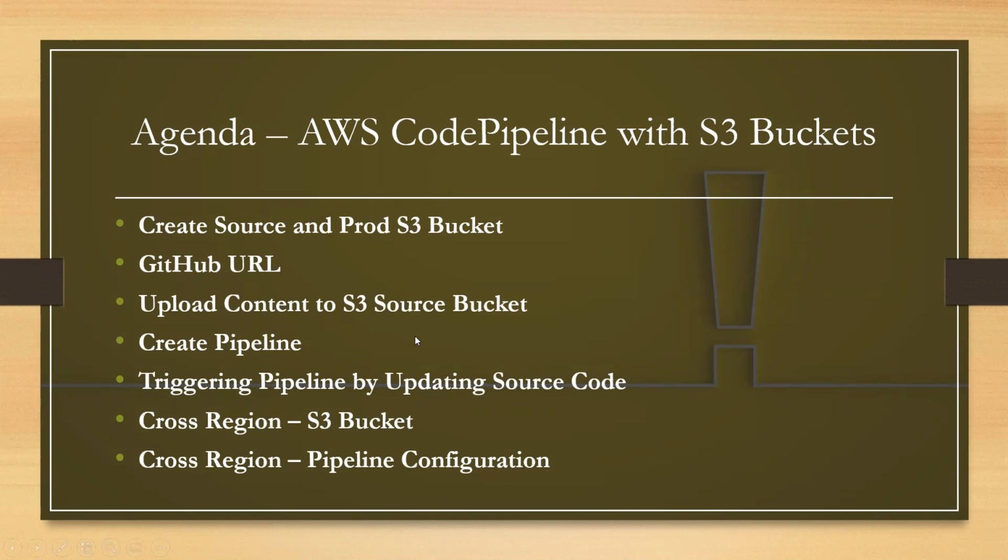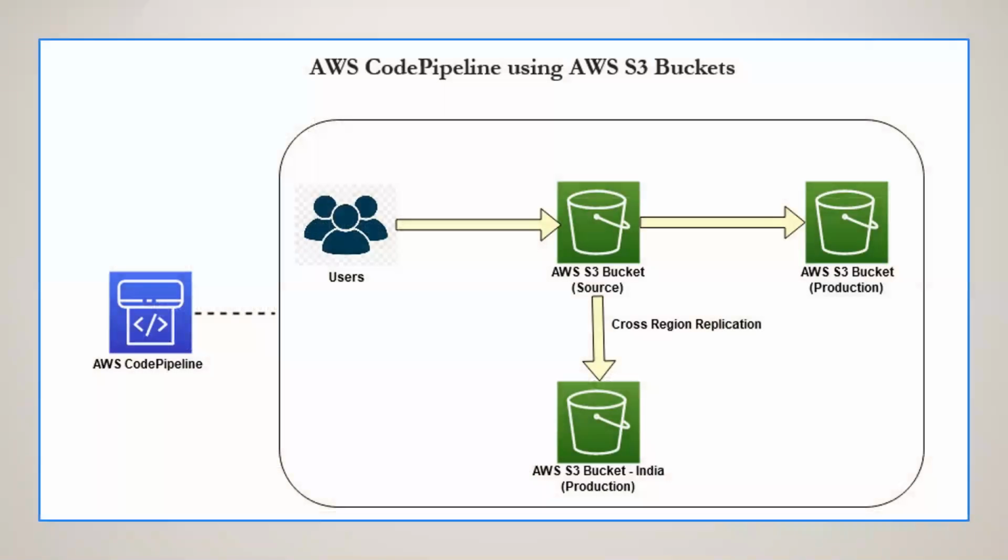So I've already noted down these steps. This is the flow. The user will check in the code in the source S3 bucket and it will be deployed directly to the target S3 bucket within the same region, and cross region replication to different buckets. I am mainly using the US East region for our bucket, and for the cross region we will do it in an S3 bucket in the India region, right? So we will discuss that here.